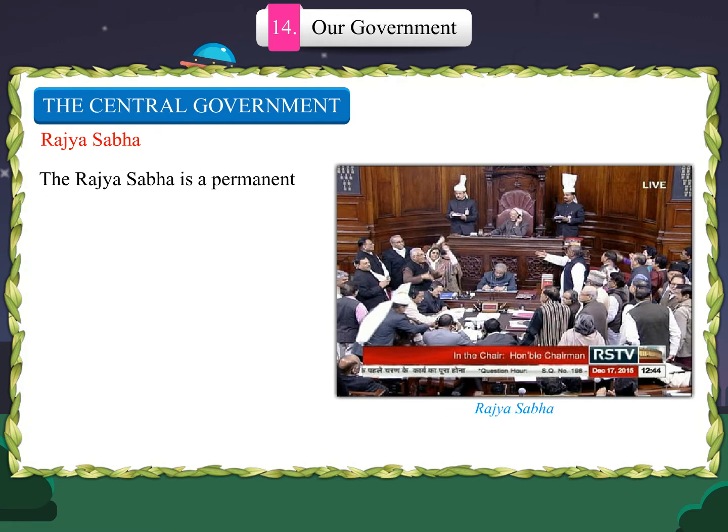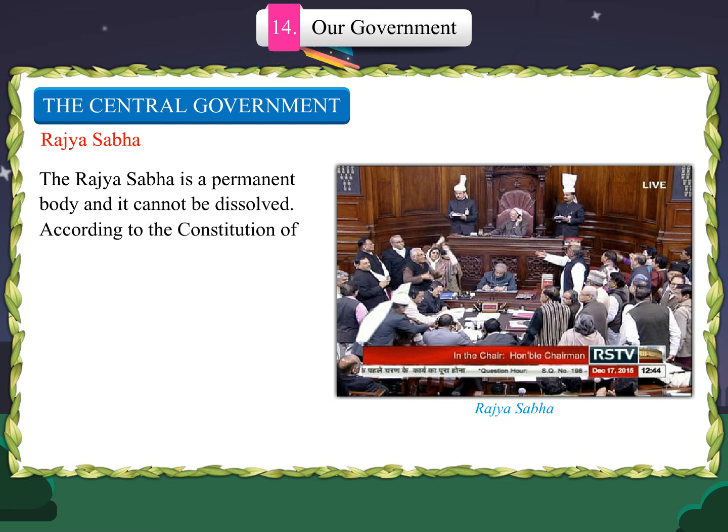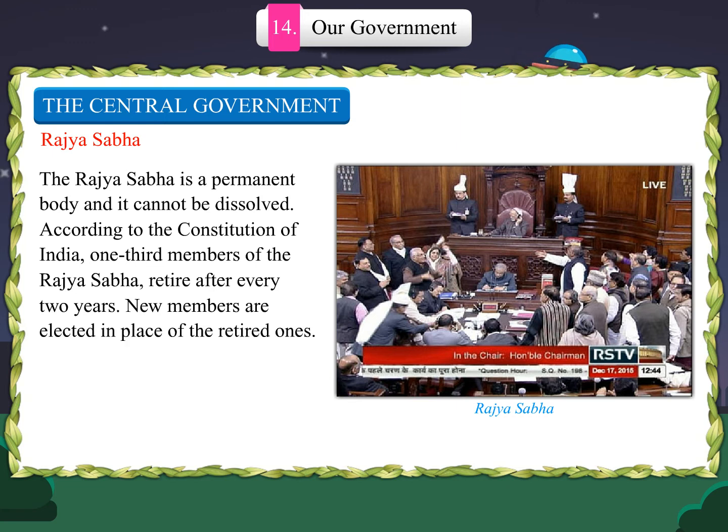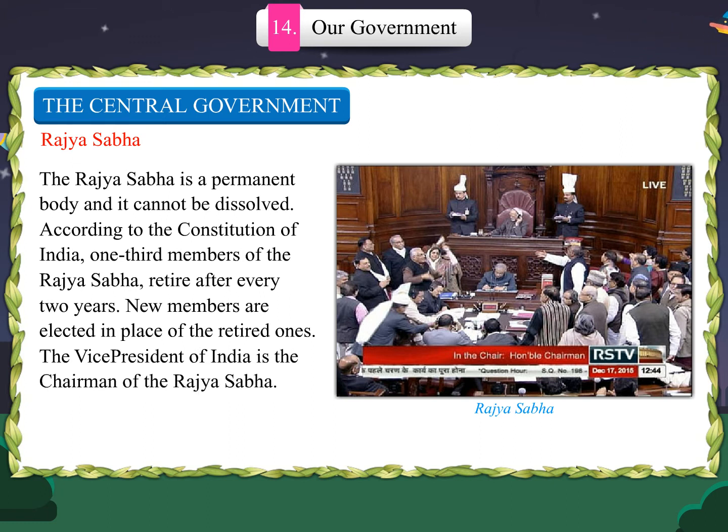The Rajya Sabha is a permanent body and it cannot be dissolved. According to the Constitution of India, 1/3 members of Rajya Sabha retire after every 2 years. New members are elected in place of the retired ones. The Vice President of India is the Chairman of Rajya Sabha.